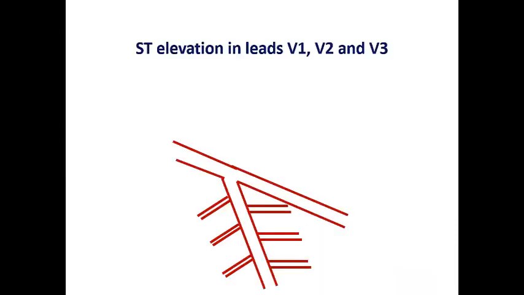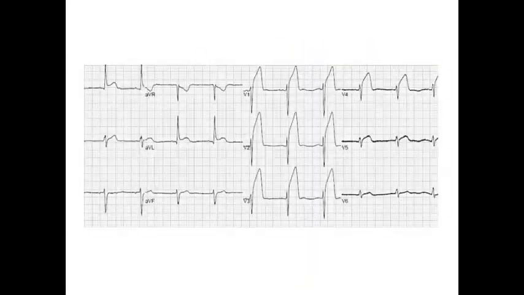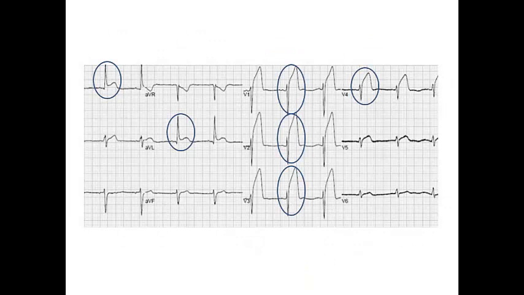Another example, ST elevation from V1 to V3 with ST elevation in AVL. So here I expect occlusion of the LAD proximal to diagonal 1 but mostly distal to S1. Let's see this example here. I can see ST elevation from V1 to V4 with ST elevation in 1 and AVL, and there is no reciprocal ST depression apart from slight ST depression in AVR. So sometimes it may appear in the inferior leads, sometimes it may appear in AVR or in both of them.